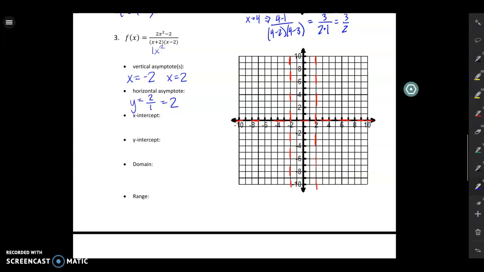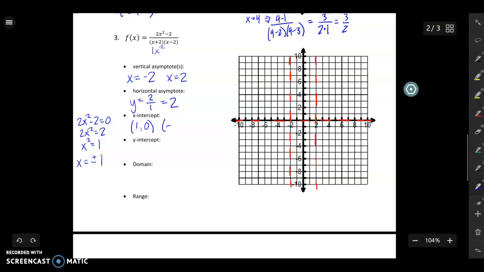Then your x-intercept happens when the numerator is equal to 0. So let's go ahead and solve that. So I have 2x squared equals 2, divide both sides by 2. x squared equals 1, take the square root of both sides, and x equals positive and negative 1. Don't forget that when you take a square root, you get a positive and a negative value. So actually I have two x-intercepts. I have 1, 0, and I have -1, 0. So let's plot those. So -1, 0, and 1, 0.